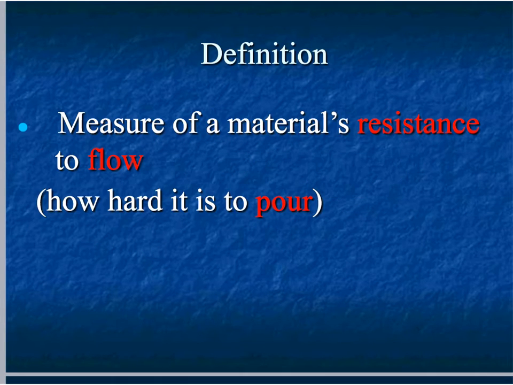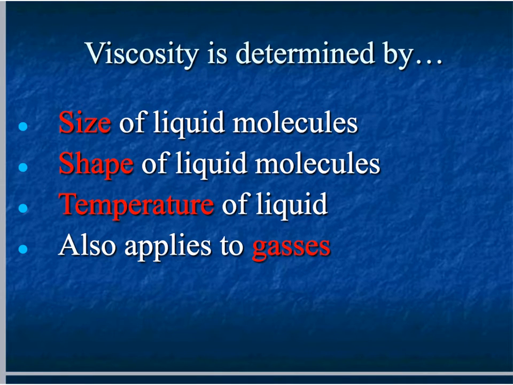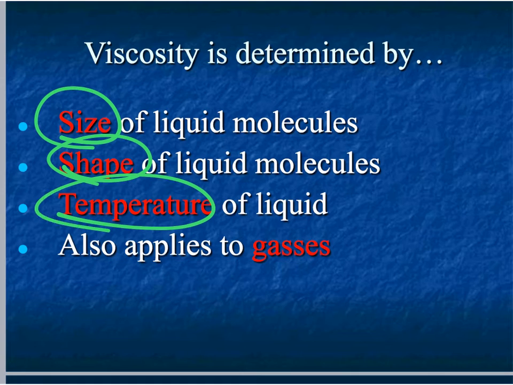Viscosity is the measure of a material's resistance to flow, how hard it is to pour. You can think of things like syrup versus water. Viscosity is determined by the size of the liquid molecules, the shape of the molecules, and the temperature of the liquid. This also applies to gases.